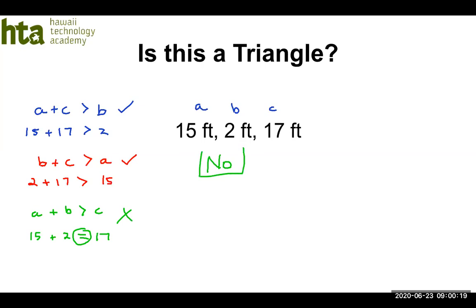Okay, so the answer, yes or no, if it's a triangle? No, because when you add any two sides of a triangle, it must be longer than the third side. It must be greater than the third side, not equal. So no, this is not a triangle because 15 plus 2 is not greater than 17. You need to be able to identify using the inequality theorem if a triangle exists or not. Make sure that you guys are able to do that.